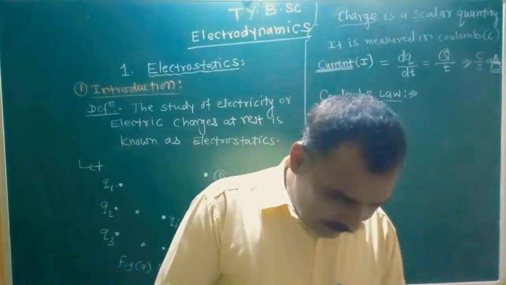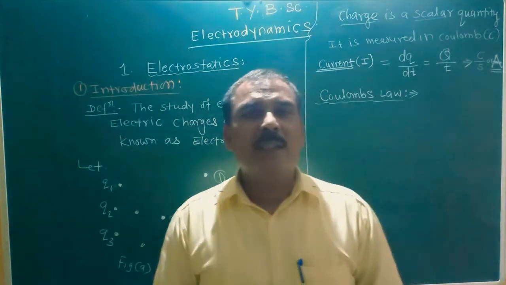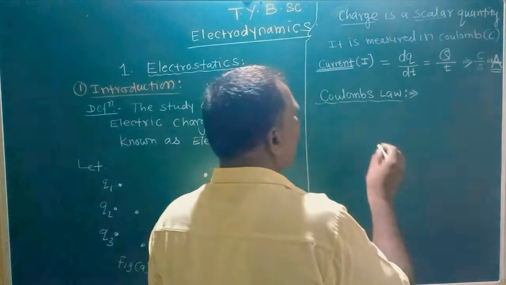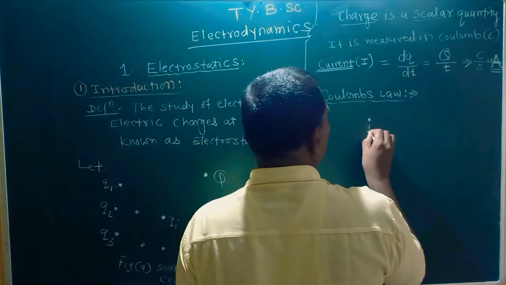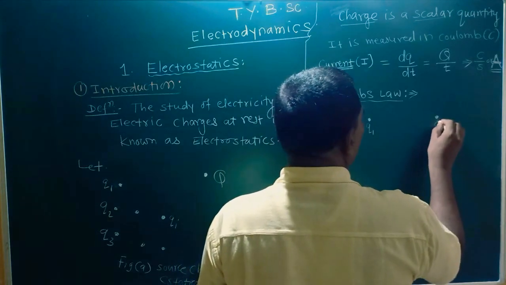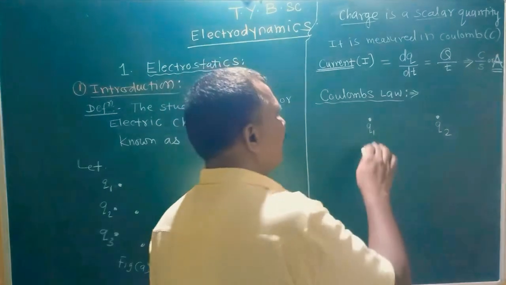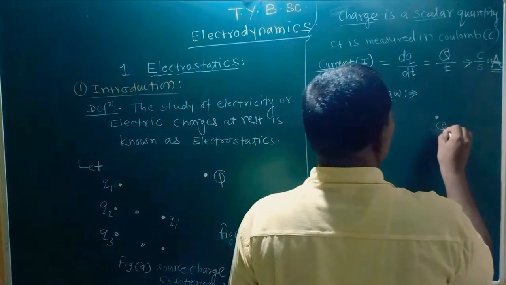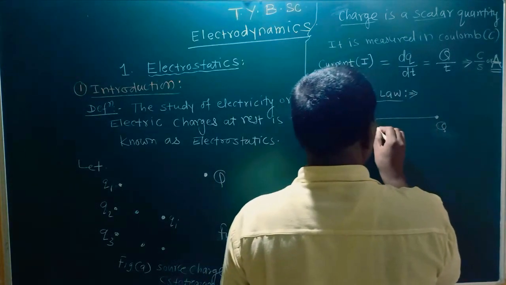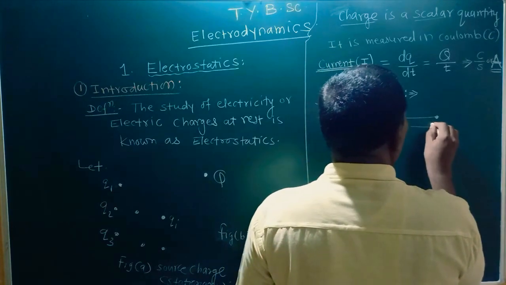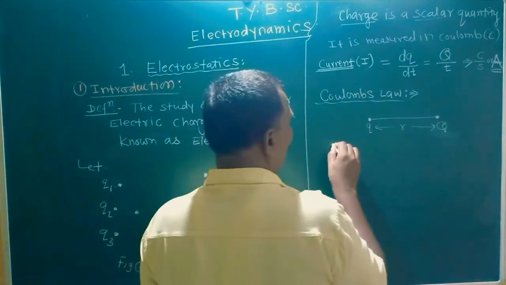We have discussed Coulomb's law in BSc first year, and also in 11th standard. It is the force of attraction or repulsion between any two point charges. Let us consider the first point charge as Q1 and the second point charge as Q2, or just small q and capital Q. One is the source charge, considered as small q and another as capital Q, separated by a distance R. Then the force of attraction or repulsion between any two point charges is Q into capital Q divided by R square.